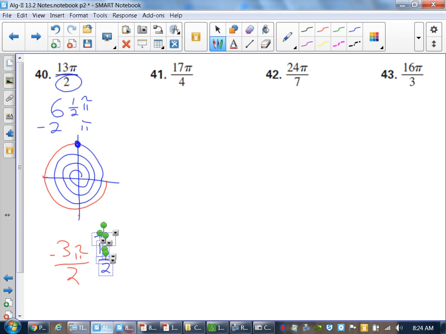4 goes into 17 how many times? 4. You have 4, and then you're left over with 1/4. So right away, if I just cover up the 4, because I can subtract out 2 twice, what's your positive coterminal angle? Pi over 4. Very good.